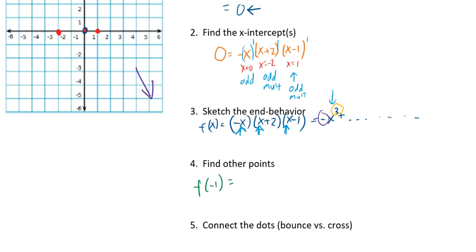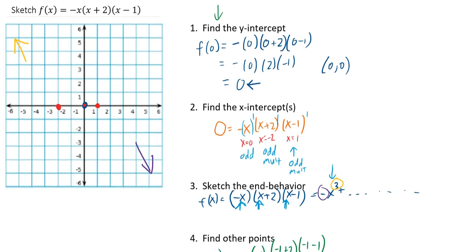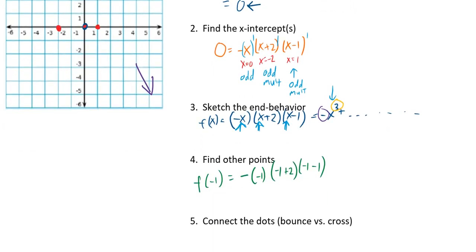So I'm going to plug -1 into the function. I do -1 plus 2, -1 minus 1. All I did is I replaced all of my x's with -1. So this comes out to -1, 1, -2. A negative and a negative will cancel, but then there's still another negative. It looks like it comes out to -2. F of -1 is -2, so I'm going to graph the point -1, -2.